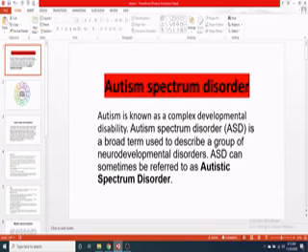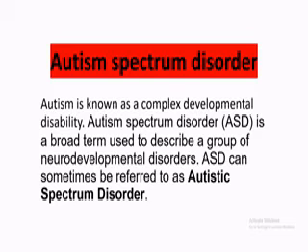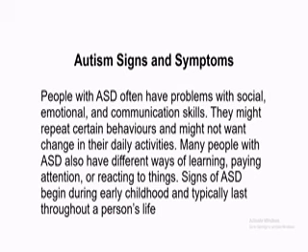Autism spectrum disorder. Autism is known as a complex developmental disability. Autism spectrum disorder (ASD) is a broad term used to describe a group of neurodevelopmental disorders. ASD can sometimes be referred to as autistic spectrum disorder. Autism signs and symptoms. People with ASD often have problems with social, emotional, and communication skills.